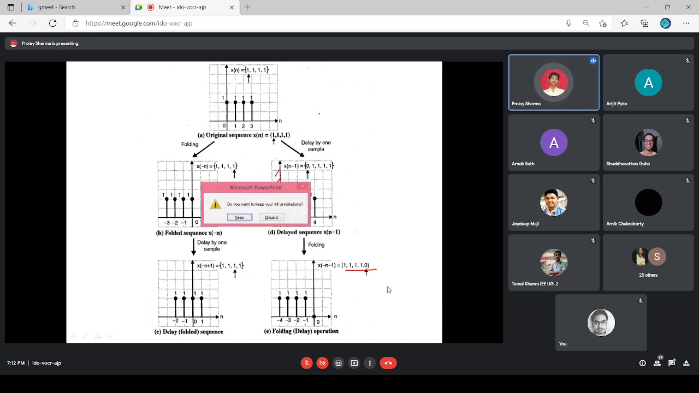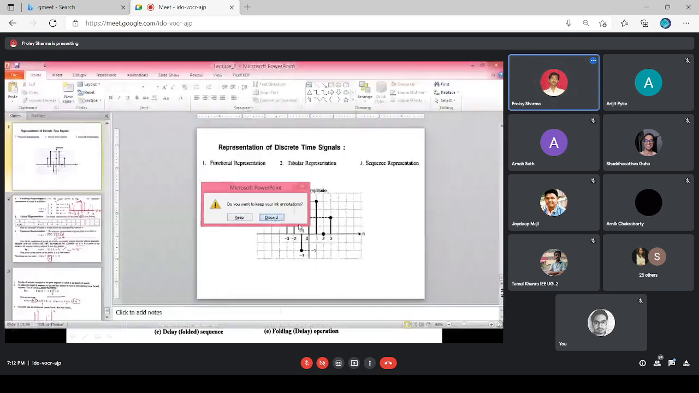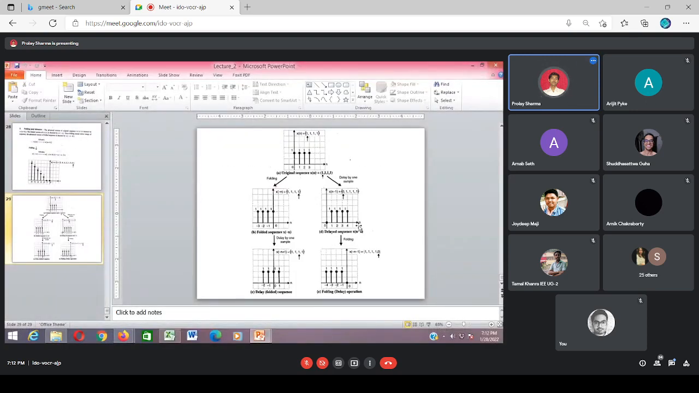So in today's class, we have learned the remaining classification of the signal, and we have also learned what kind of operations we can perform on a signal, as well as how to represent a discrete signal. If you have any question, you can ask me.